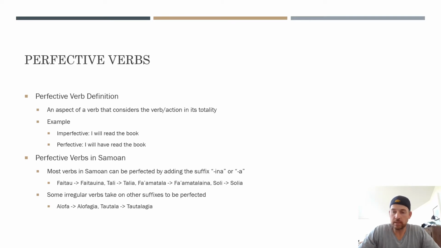And most commonly, the way that we affect that change in aspect of the verb is by adding a suffix to a verb. I'll give some examples, but the most common way of perfecting a Samoan verb is by adding the suffix ina or a to the end of the verb. There's not a hard and fast rule, but for the most part, a verb takes either one or the other suffix. There's some cases where they could take either. And then there's also cases where a different suffix altogether is applied. In all cases, when you're perfecting a verb, you're going to be adding a suffix.